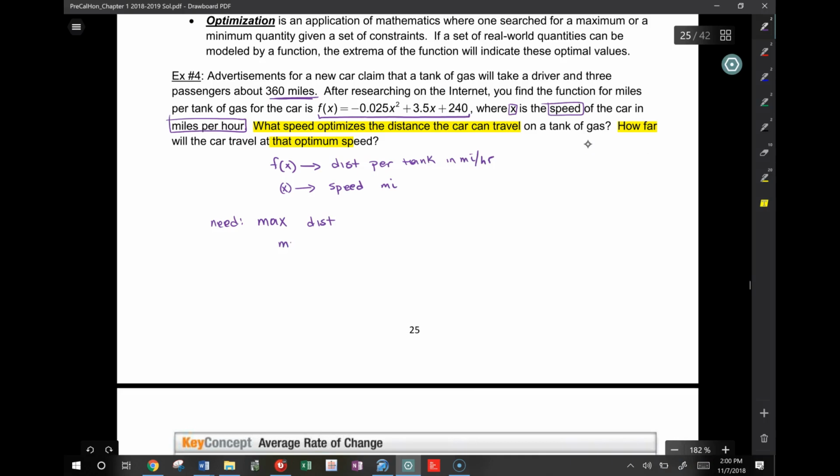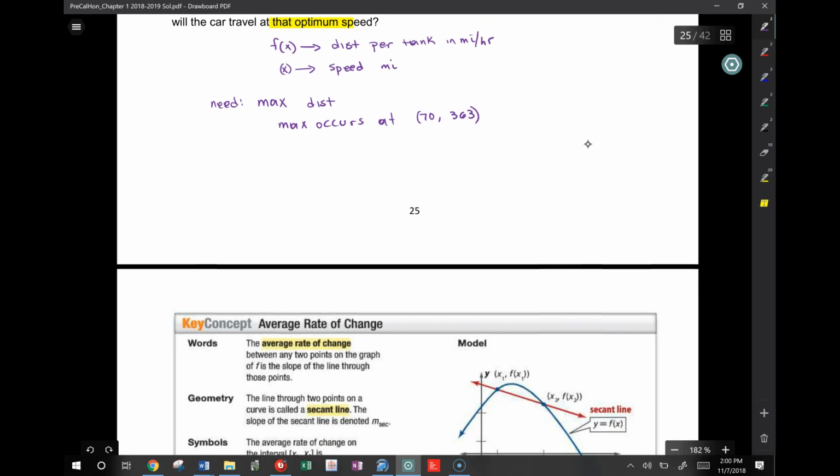So max occurs at 70, 363. All right, so what does that mean? What's the 70 stand for? 70. That's 70 miles per hour. Okay, so the optimum speed, or the speed that will optimize the distance that you drive, is 70 miles an hour. Okay, so optimum speed is 70 miles per hour.